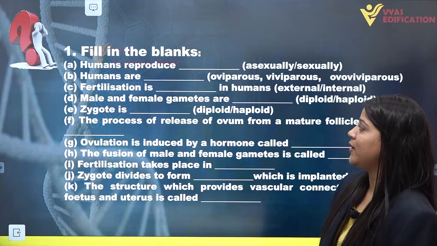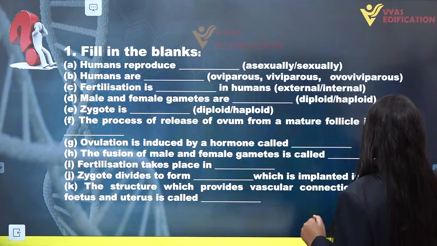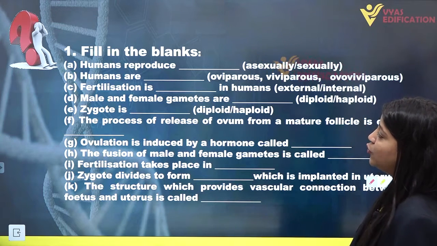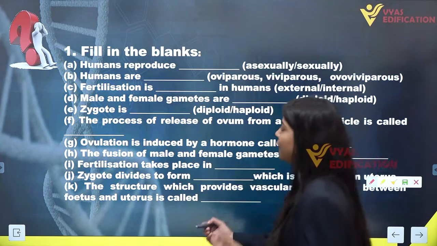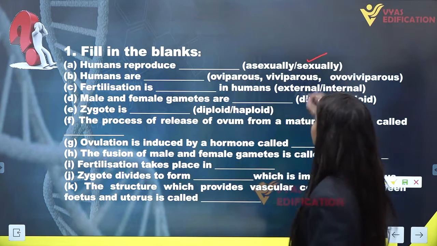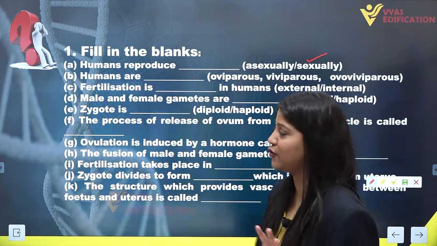The first question we have is in the form of fill in the blanks. So first, A is asking whether humans reproduce asexually or sexually. Of course, humans reproduce sexually. Humans reproduce through sexual means of reproduction.